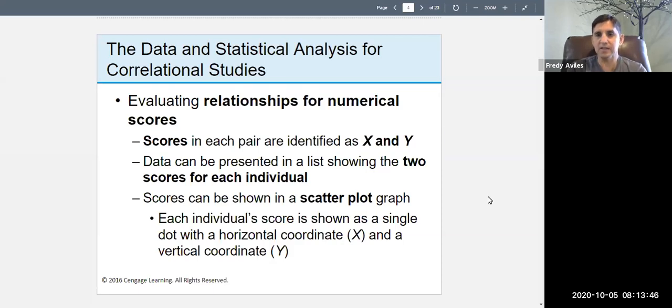And you can have a list of numbers, of course, for X, which is aggression, and you can have a list for Y, which is age, okay? And you can plot the scores on a scatter plot, okay? Remember that a scatter plot illustrates a correlation, and you can tell how things are related most of the time from looking at the scatter plot. So each individual score is shown as a single dot, okay? With a horizontal coordinate X and a vertical coordinate Y, okay? So you plot the point, okay? You look at the X and the Y, and then you know how to plot the point.